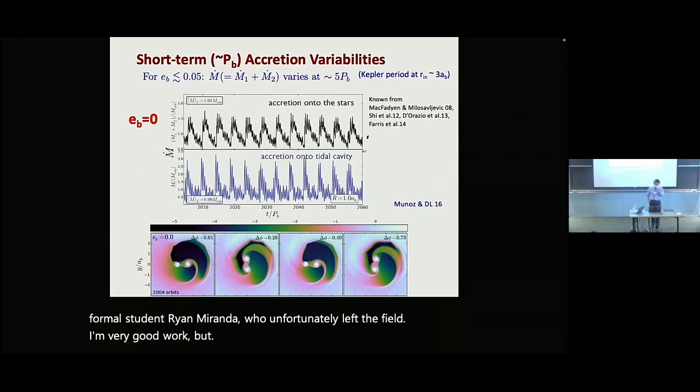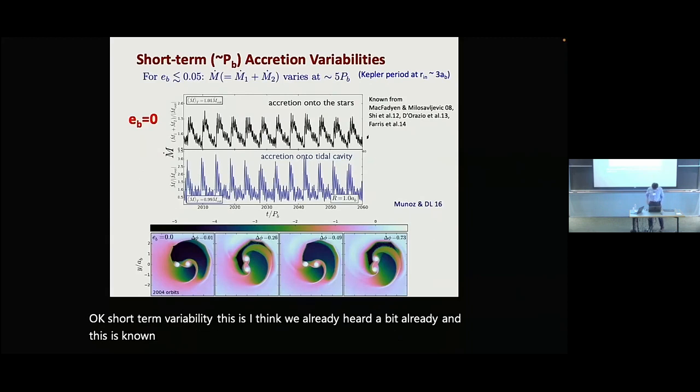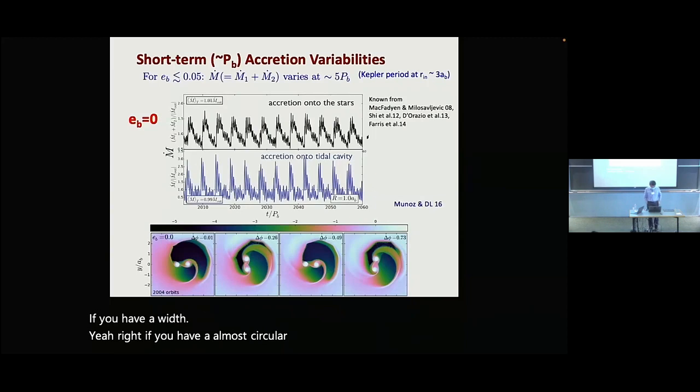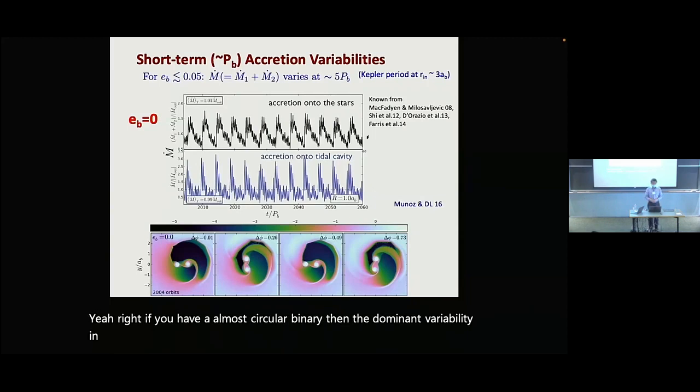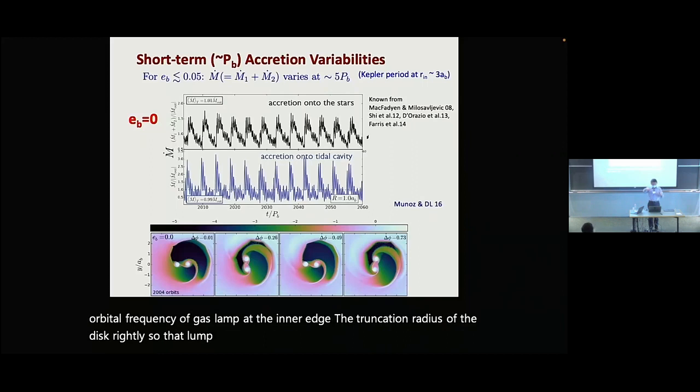Short-term variability, I think we already heard a bit already, and this is known for some time. If you have an almost circular binary, then the dominant variability in the accretion is about 5 times the orbital period, right? This is basically the orbital frequency of the gas lump at the inner edge, the truncation radius of the disk, right? So that lump frequency gets imprinted on the accretion, right? And this is known for some time. You get this bursty accretion.